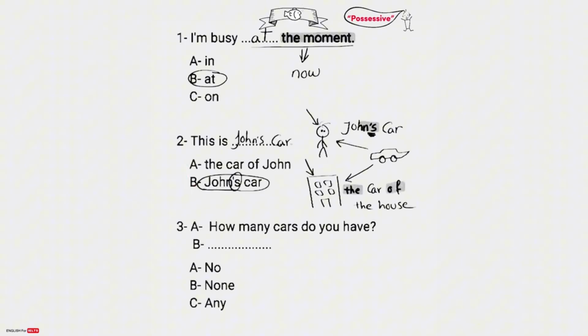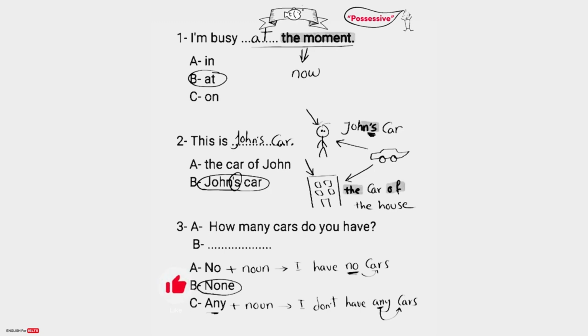This is John's car. How many cars do we have? How can I answer this question? Can I say no, or none, or any? Listen guys, no here in this question should be followed by a noun. And also any should be followed by a noun. Here I should say I have no cars. No here is followed by a noun, cars. And here you can say I don't have any cars. Any and a noun here. You can't say I have no or I don't have any. You have to say no cars or any cars. But none is okay here. It comes alone without a noun. You can simply say none or I have none. You don't need a noun after it.